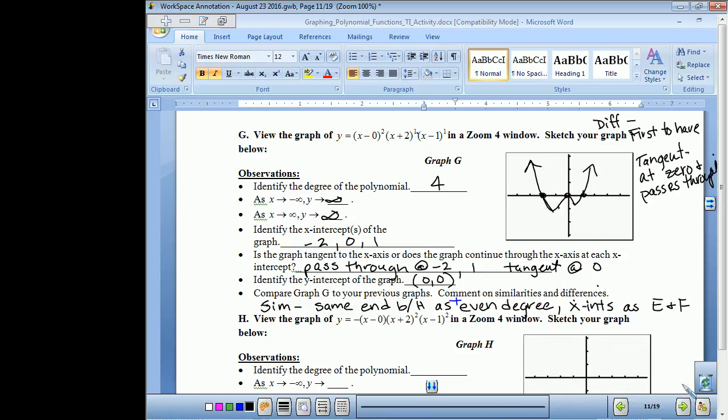And then we have x plus 2, which means I have an x-intercept at negative 2. That is raised to the first power. Because it's raised to an odd power, it's going to pass through there. So it passes through negative 2. And x minus 1 tells me there is an x-intercept at 1, 0. And it's going to pass through there also, because that is raised to the first power.